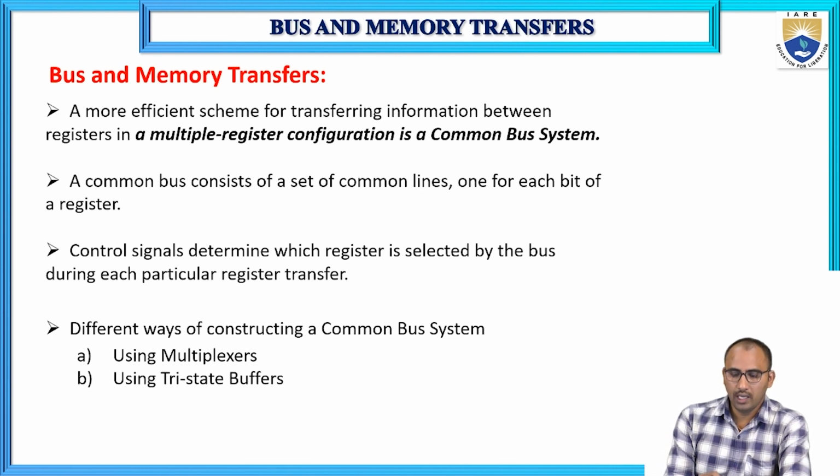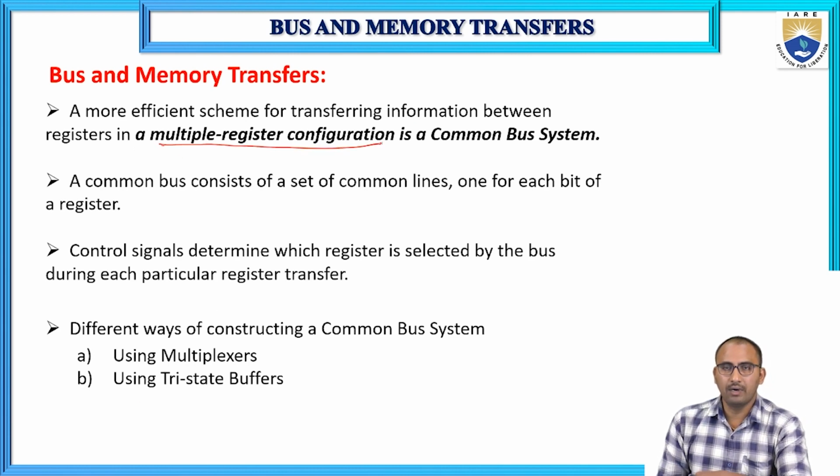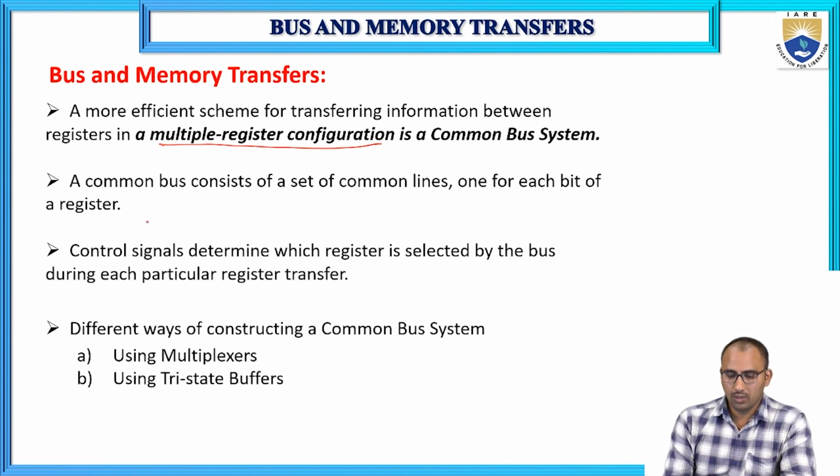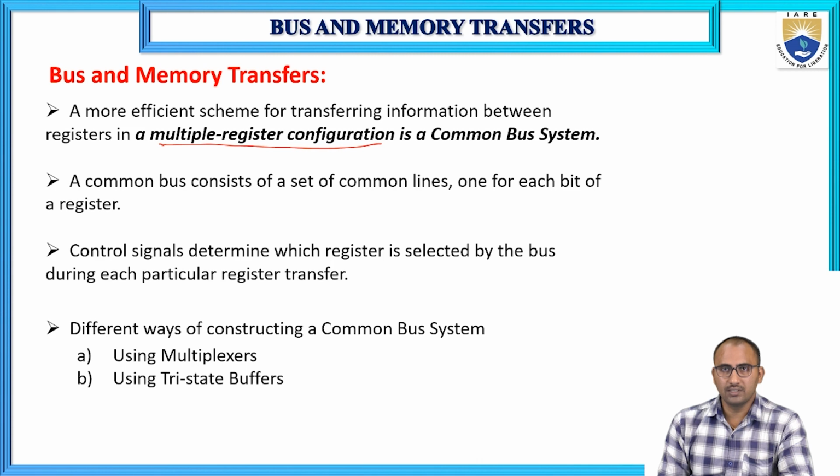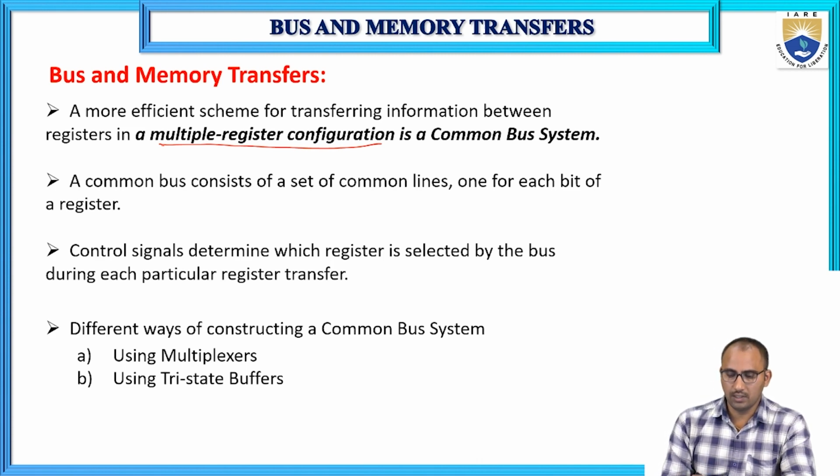A more efficient scheme for transferring information between registers in a multiple register configuration is the common bus system. It is an efficient method. Transferring of information using a common bus system is more efficient than the conventional direct connections between the registers.